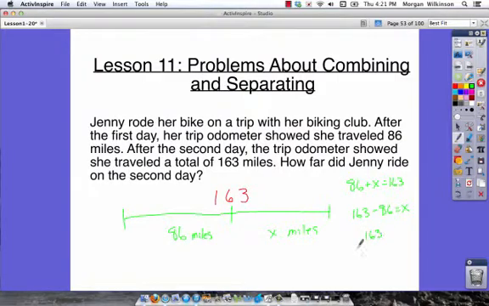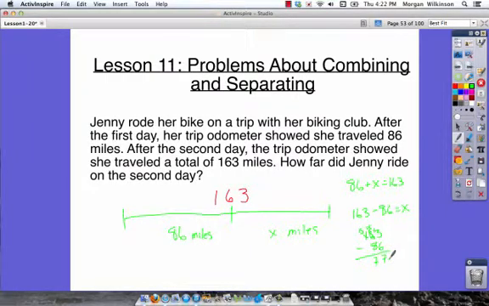163 minus 86. We can borrow from the 1 to get a 0. We've got 16, but we're going to have to borrow from the 16 to get 15. We've got 13 on our right hand side now. So 13 minus 6 is 7, 15 minus 8 is 7, and 0 minus 0, well of course we have 0. So the answer must be 77.